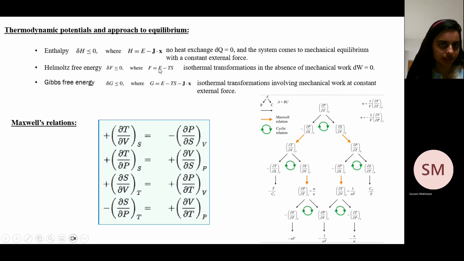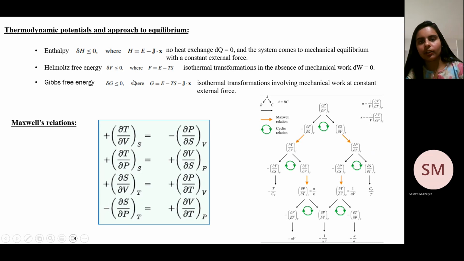E is the internal energy of the system, S is the entropy, and T is the temperature. Similarly, if you have isothermal transformations involving some mechanical work but at constant external force, then you define a Gibbs free energy, which is another thermodynamic potential, and the system tries to minimize the Gibbs free energy as it approaches equilibrium.